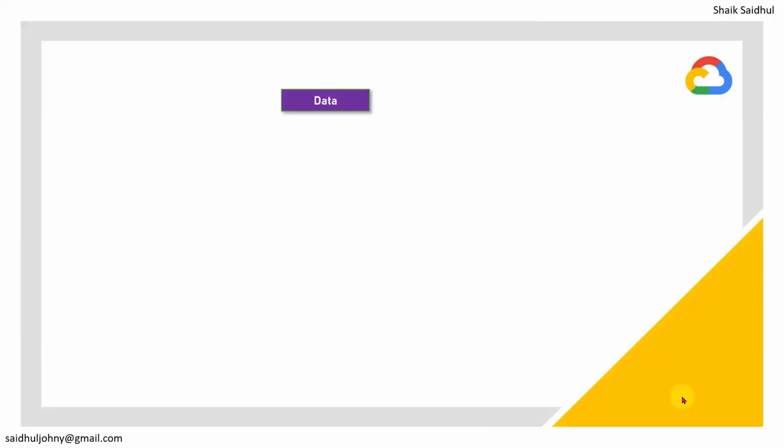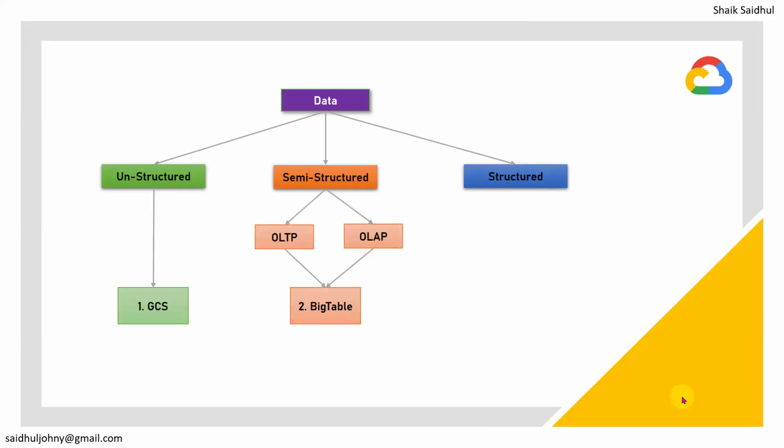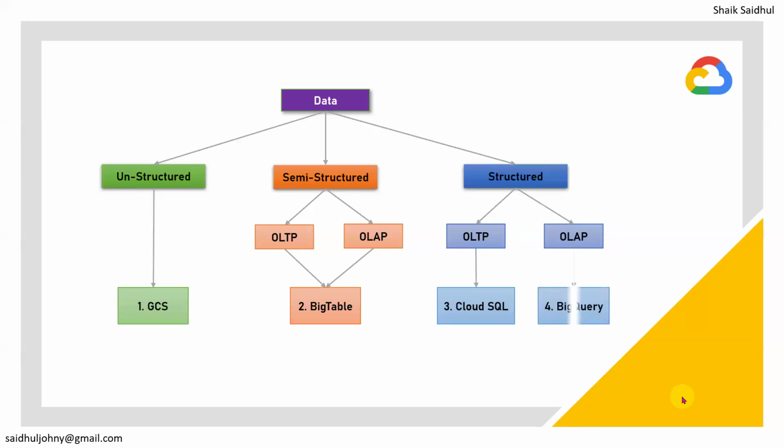Now tell me guys, if I have data, how many different categories of data do we have? Can you confirm how many different varieties of data we have? Three. Correct. There are three varieties: unstructured, semi-structured, and structured. If I want to work with unstructured data, we have a service called GCS. For semi-structured data, we have Bigtable. For structured OLTP, we have Cloud SQL. For structured OLAP, we have BigQuery.